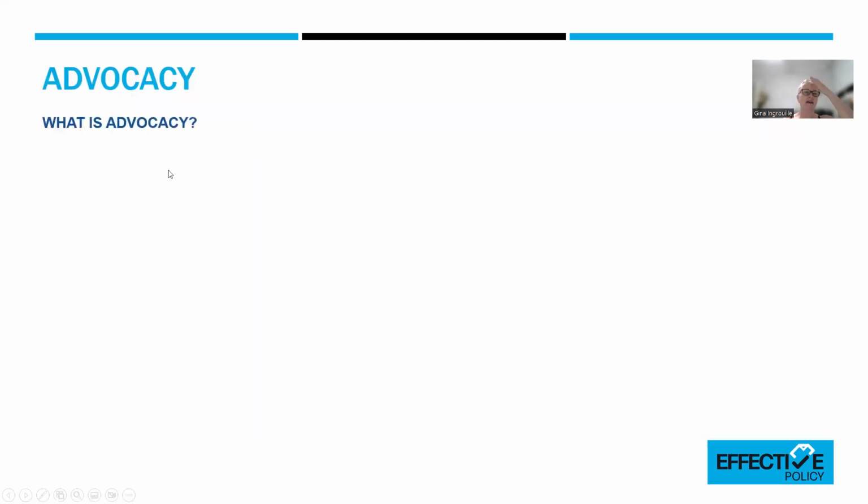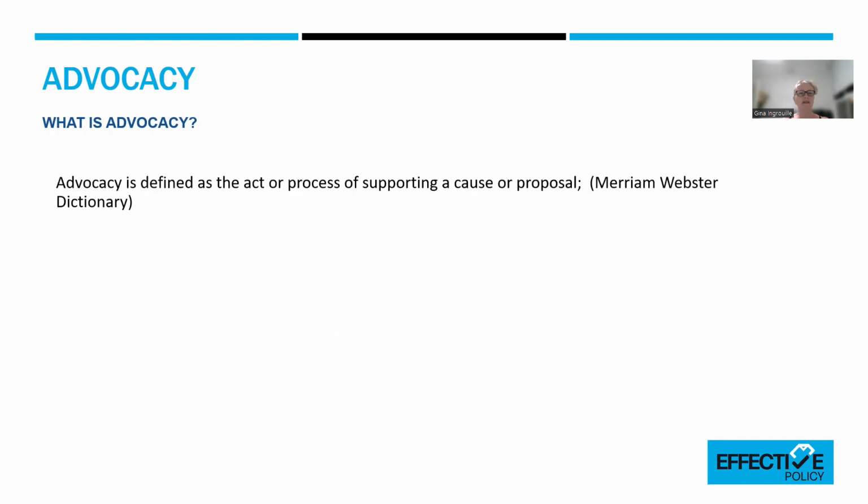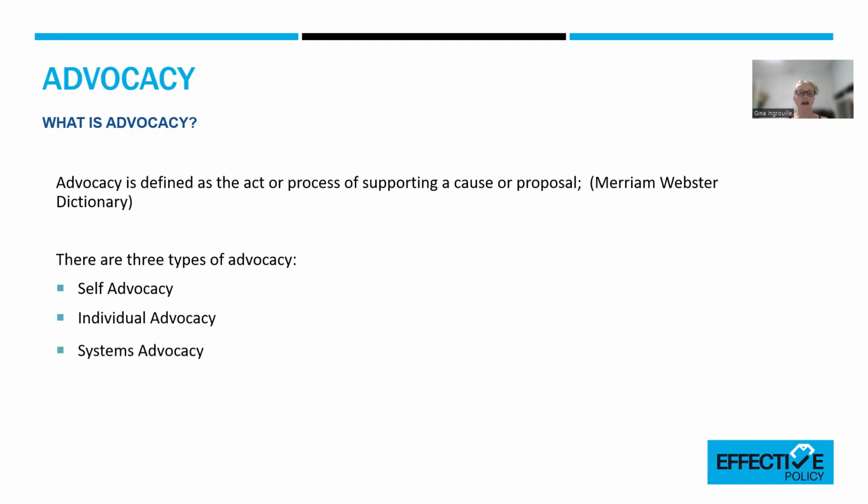Right, advocacy. Let's start with advocacy. What is advocacy? Advocacy is defined as the act or process of supporting a cause or proposal. This is from the Merriam-Webster Dictionary. There are three types of advocacy: self-advocacy, individual advocacy, and systems advocacy.